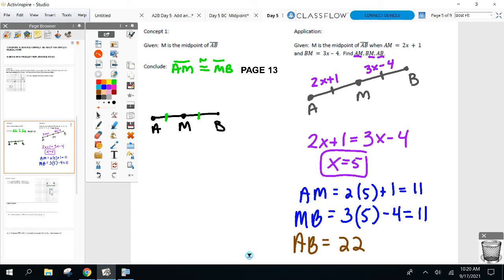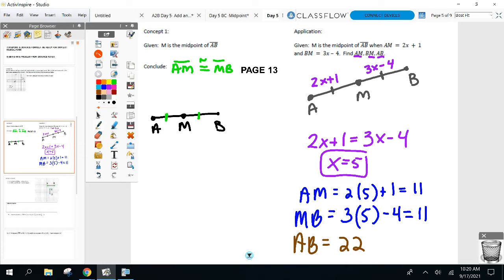X is 5. Both AM and MB should have been 11. I hope they're all the same, right? Because they're congruent. Add them together, the whole line segment AB should have been 22 units. Can I answer any questions? Are you okay why we're setting them equal versus just adding them together, like we did on homework a couple nights ago? There's nothing to set it equal to. If you add those together, what are you going to set it equal to? We don't know the length of AB.